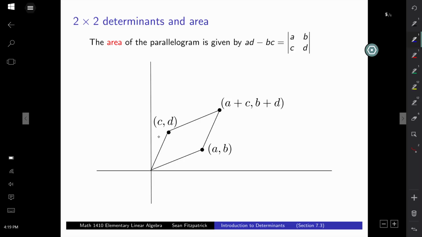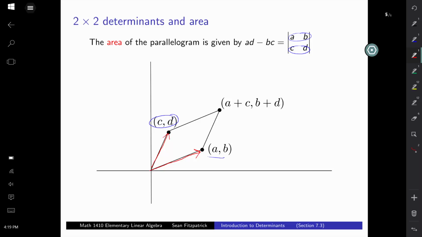If I have a parallelogram with vertices as shown, so one vertex has the coordinates A, B, the other vertex has coordinates C, D, then the area of the parallelogram is given by this 2 by 2 determinant, where you put one set of coordinates as the first row, the other set as the second row, and you compute the determinant. Right? We kind of did this before, but we thought of these as vectors, and we worked out the area that way.